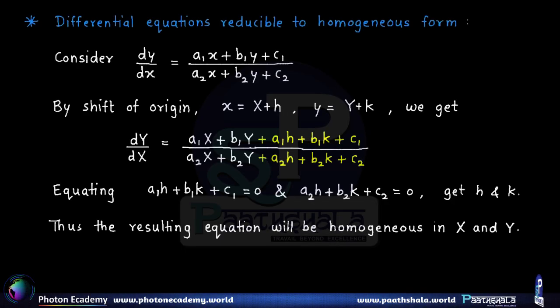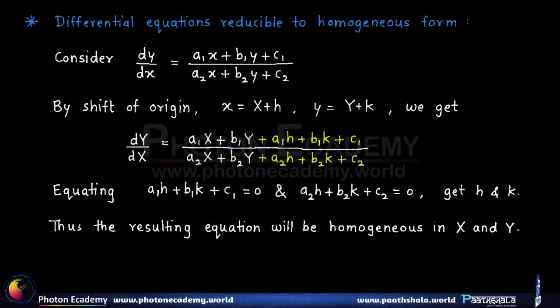Now let us see differential equations which are reducible to homogeneous form. So here let's consider dy by dx given by (a1x + b1y + c1) upon (a2x + b2y + c2). So in short, we are given a differential equation which is of the form dy by dx given as the ratio of two linear expressions in x and y.